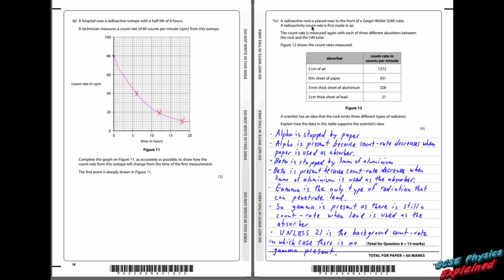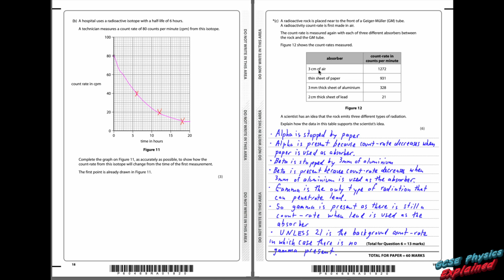Part C. A radioactive rock is placed near to the front of a Geiger-Müller tube. A radioactivity count rate is first made in the air. The count rate is measured again with each of these 3 different absorbers between the rock and the GM tube. Figure 12 shows the count rates measured. A scientist has an idea that the rock emits 3 different types of radiation. So that's alpha, beta and gamma. I've got a nice video all to do with types of radiation. Click the link above. Explain how the data in this table supports the scientist's ideas.